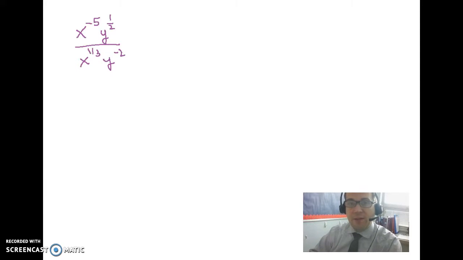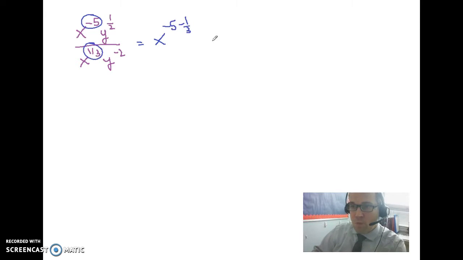Here we have a problem that's going to start off as a properties of exponents problem, and we can see that it's a division, so we will subtract our exponents. I might kick this one off by saying x to the subtract this power minus this power, negative 5 minus 1/3, and y to the 1/2 minus a negative 2, so I'm just going to go ahead and write plus 2.